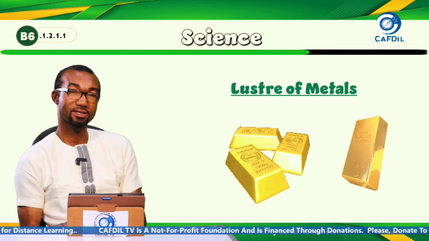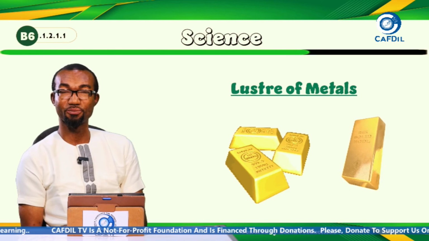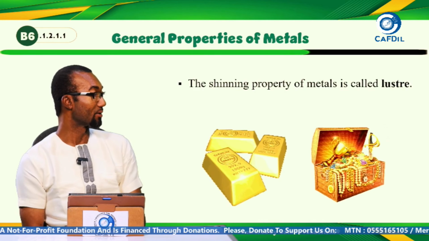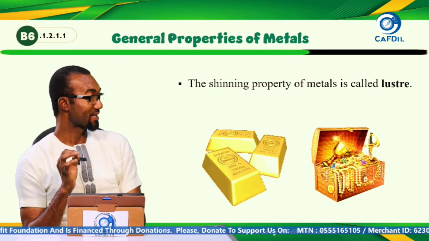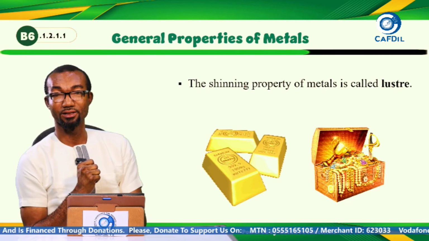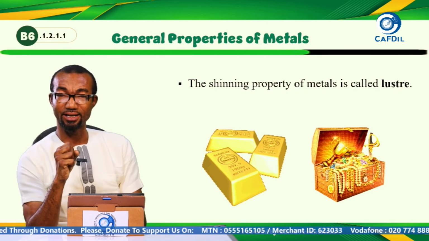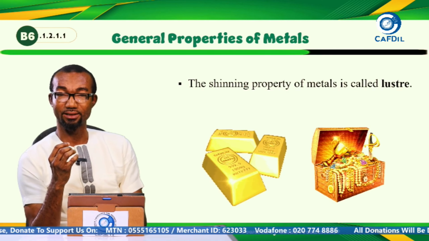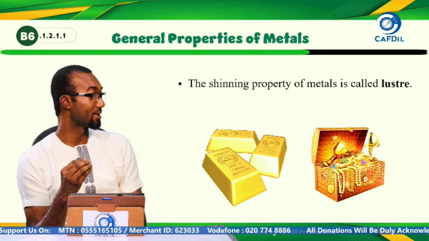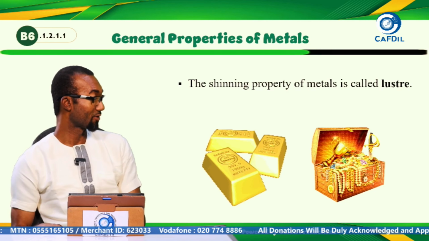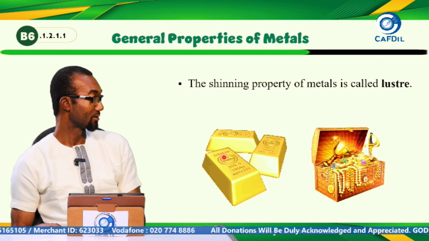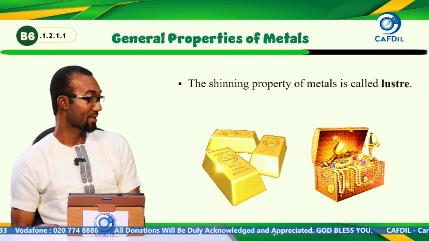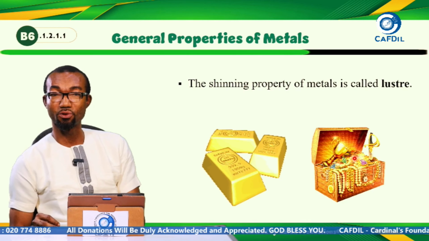Let's get to luster. When we say luster of metals, what does it mean? Luster means the shining property of metals. So metals that are shiny, that's what we call their property. It's called luster. That means that they are shiny. If you look at the example of the metal here, it's shining. If you look at the jewelries we have here, they are shining. And that is the property we call luster.